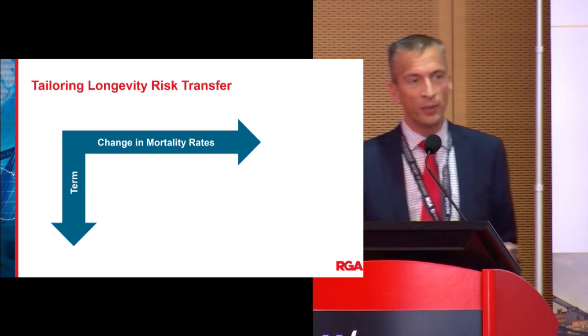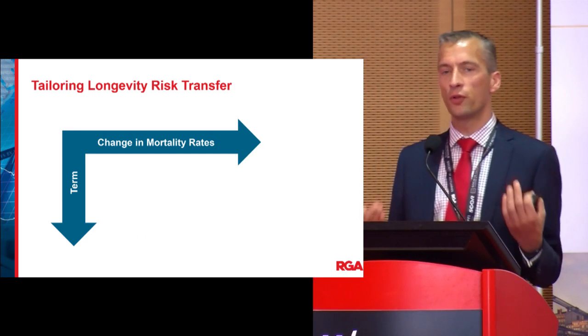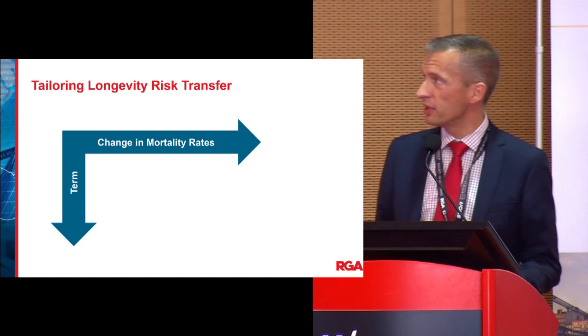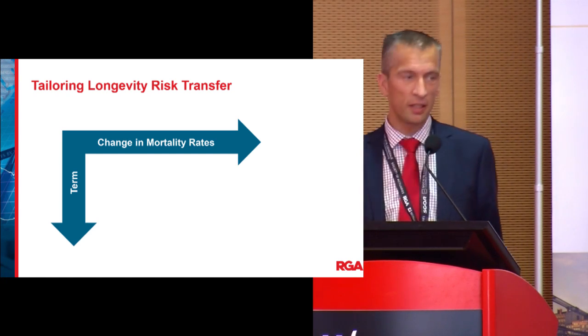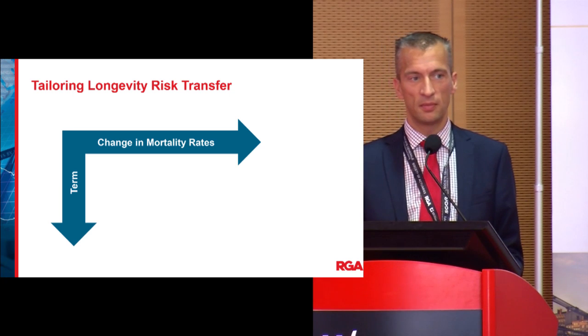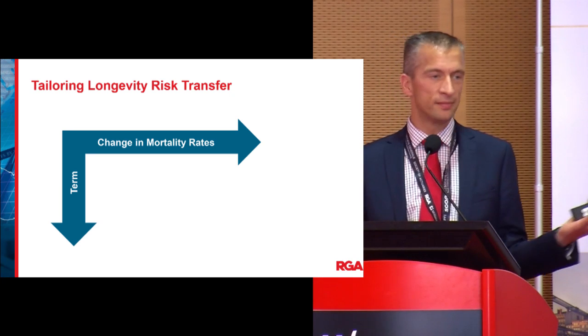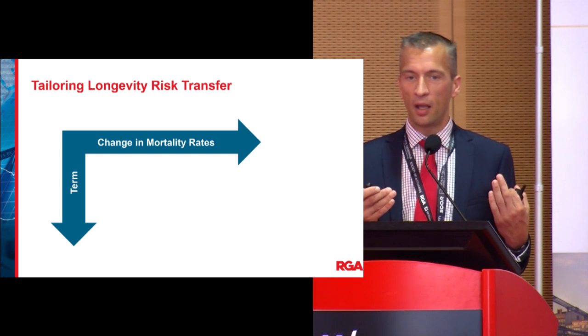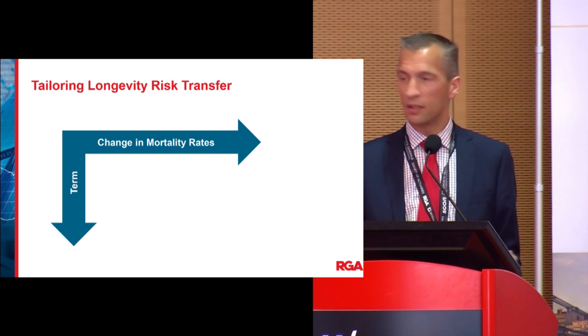So then, zooming in on how we can reduce the amount of longevity risk that's transferred. Typically there are two dimensions. One is the change in mortality rates, and the other is the term of the transaction. The term I'll explain later, but the short version is the shorter the term, the less risk you transfer, and thereby the cheaper it gets.